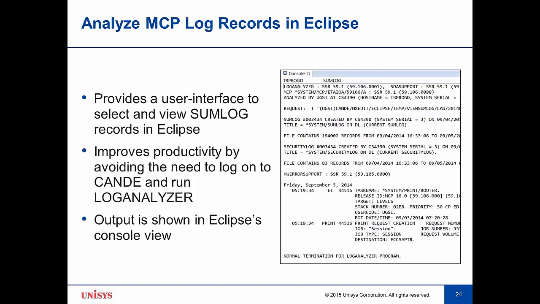Another activity that's associated with debugging and testing applications is examining log records to see what's going on. And also in the past with Eclipse, if you wanted to do this, you'd have to log into Candy and run Log Analyzer. Now you can access the log records inside Eclipse and view the output in Eclipse's console view.